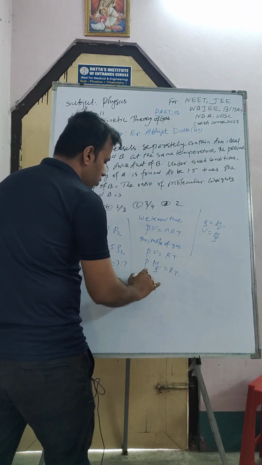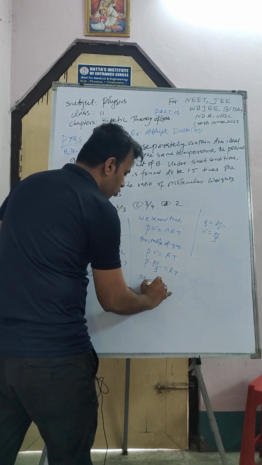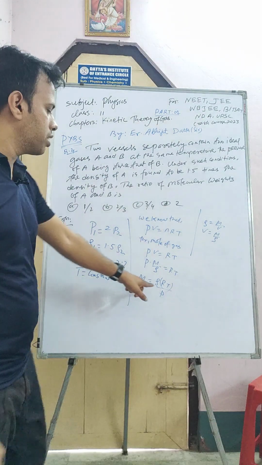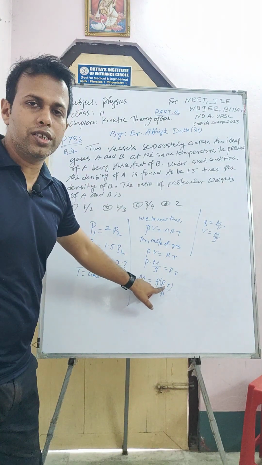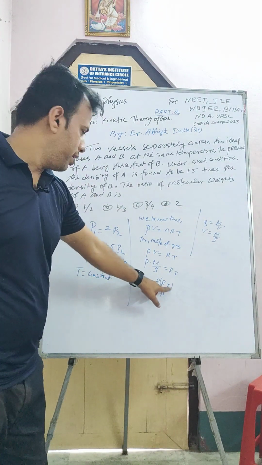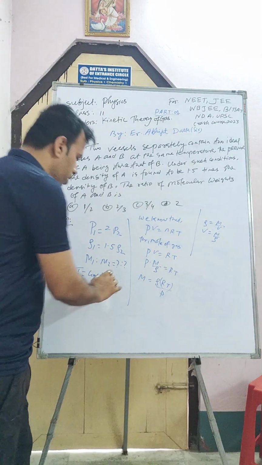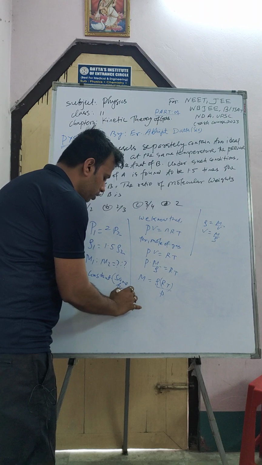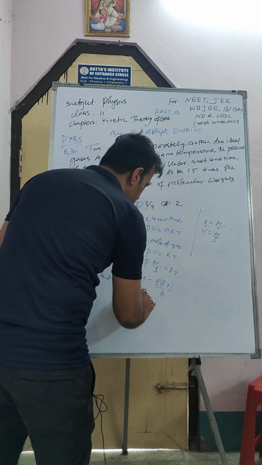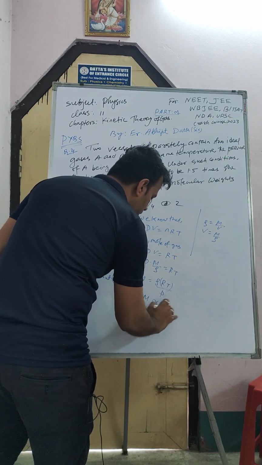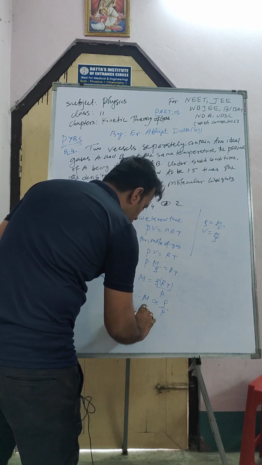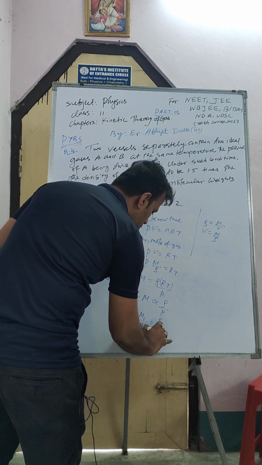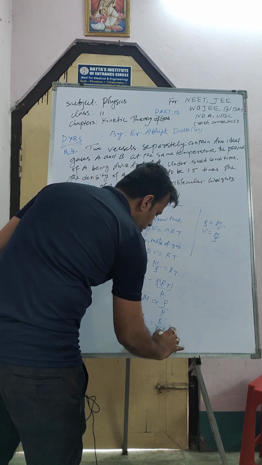So here M equal to rho RT by P. Look here, RT is constant, since R is the gas constant, is already constant, and T is constant here, that is same for both. So it is constant here. So M is proportional to rho by P. Therefore M1 by M2 is equal to rho 1 by rho 2 into P2 by P1.